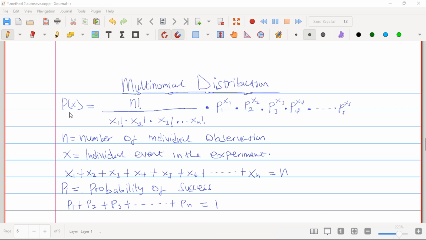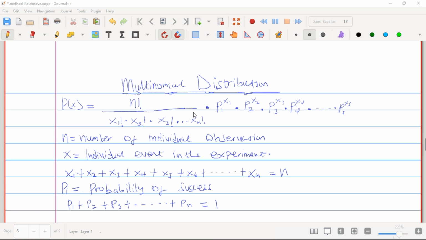So here is our worksheet. Our PMF for multinomial distribution is equal to n factorial divided by x1 factorial times x2 factorial times x3 factorial up to xk factorial, times p1 raised to the power x1 times p2 raised to the power x2 times p3 raised to the power x3 times p4 raised to the power x4 up to pk raised to the power xk. So at the end of the day, this is our PMF.